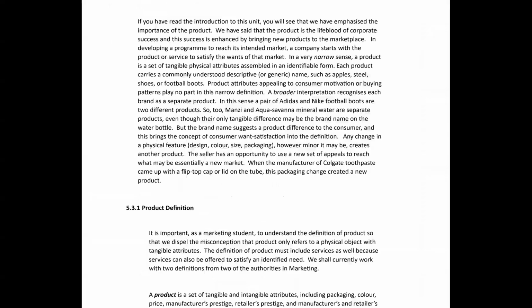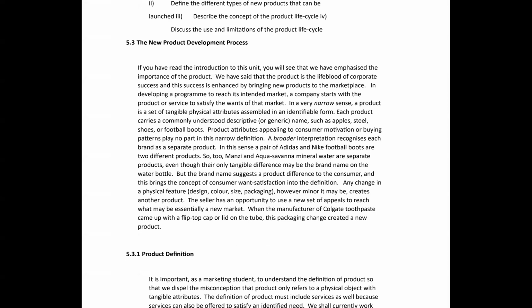So now, what about the new product development process? What is the new product development process? We have already said that the product is the lifeblood of corporate success, and this success is enhanced by bringing a new product to the marketplace. In developing a program to reach its intended market, a company will start with a product or a service to satisfy the needs of the people.